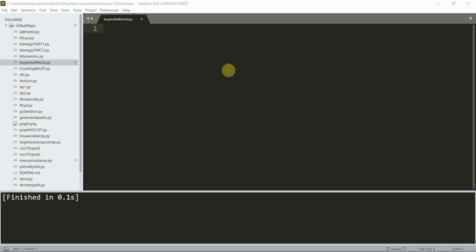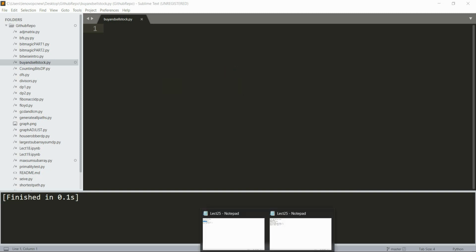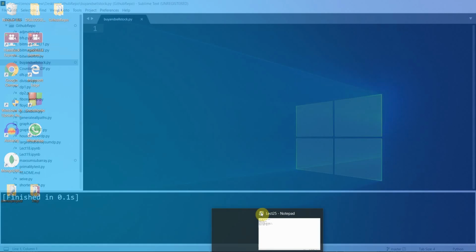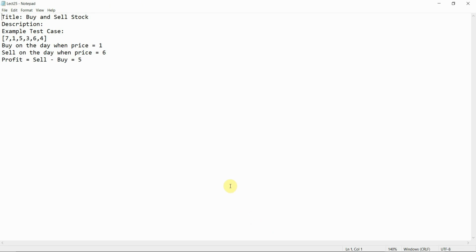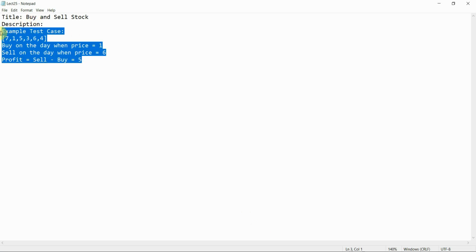In today's tutorial, we are going to learn about a new problem, that is buy and sell stock. So I would give you a hint how we can do this problem. You can first go through this example, that is buy and sell stock. You can read these lines. I'll give you a second.